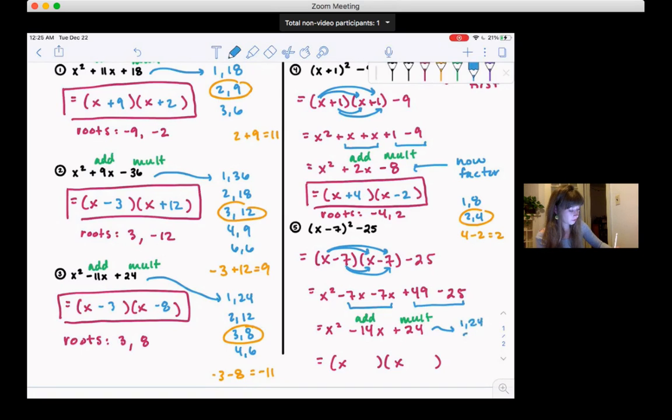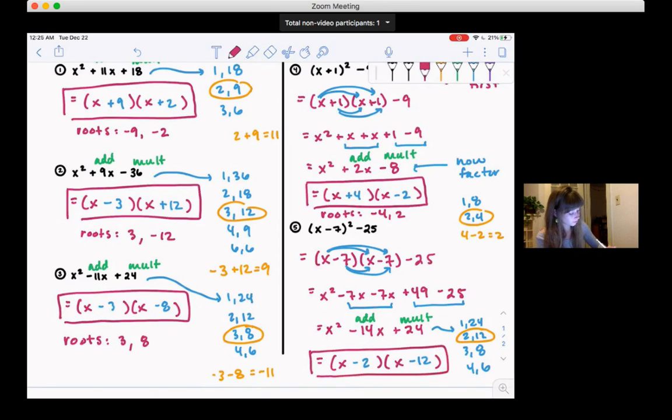1 and 24, 2 and 12, they're the same as was over here. 3 and 8, 4 and 6. We want to make minus 14, and we can do it with 2 and 12 if we make them both negative, right? So if I have a negative 2 and a negative 12, when I combine them, I'll get a minus 14. So we are done.